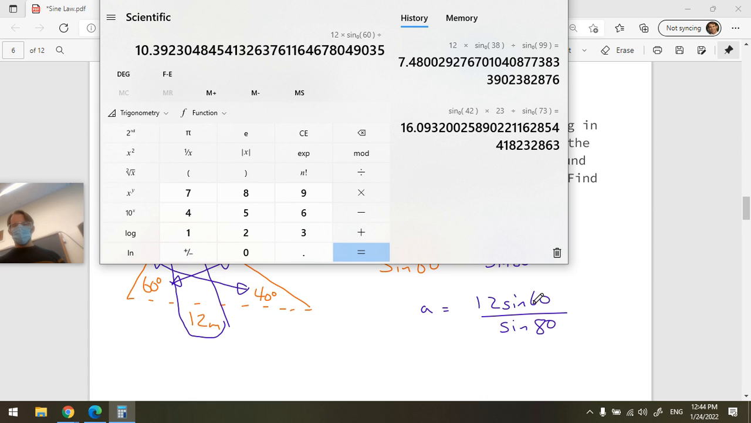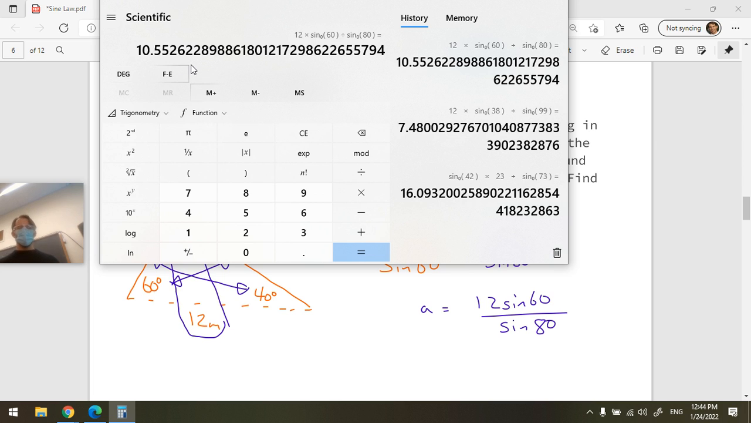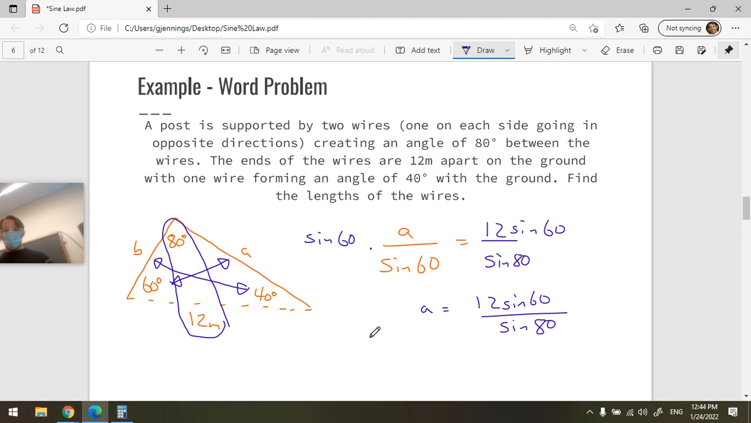That's the value of 12 times sine 60 on top, 10.4, divided by, I already have in my calculator, the sine of 80. That's the sine of 80, very close to 1. So then I push equals, and it tells me that's 10.55. Okay? And that would be in meters because I have 12 meters already in the problem. So we have found that this one here, side A, is equal to 10.6 meters because it's 10.55, so that rounds up. Now let's find side B.